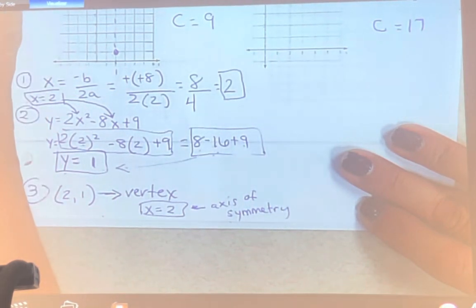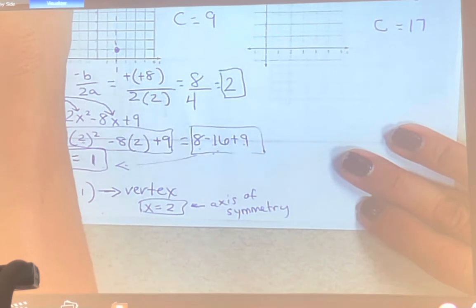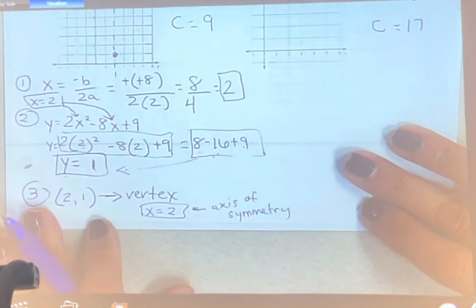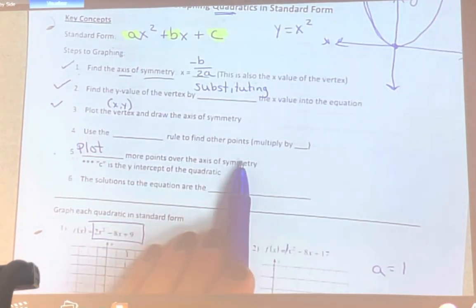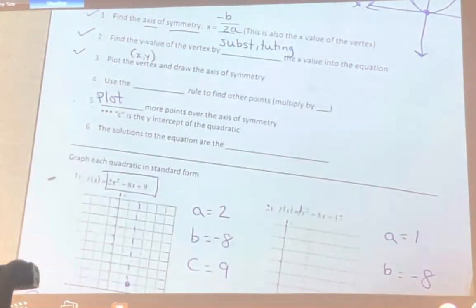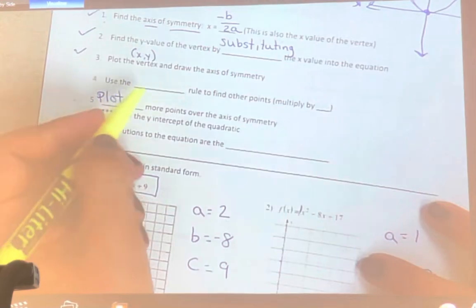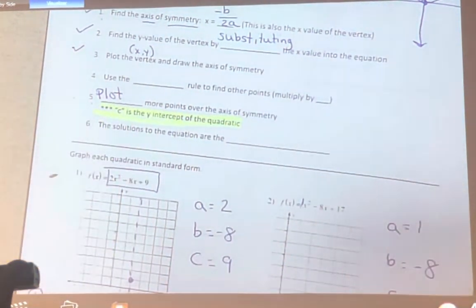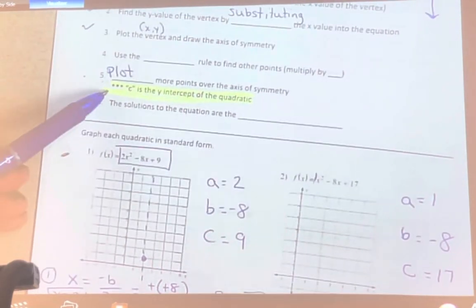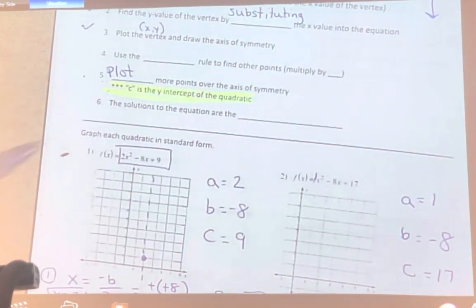Step 5, you're going to put the words plot more points over the axis of symmetry. And then we have this right here. This is really pretty important. C is the y-intercept of the quadratic. Do we remember what y-intercept means? It means that's where this graph intersects the y-axis.